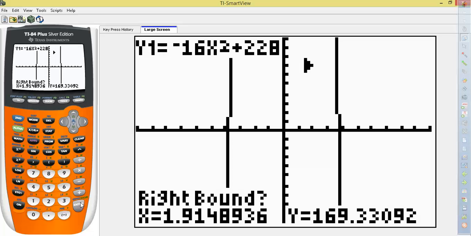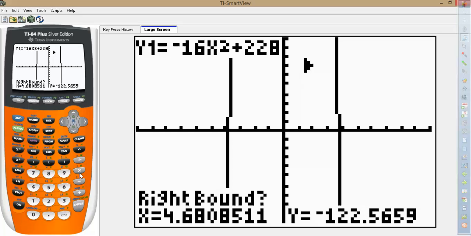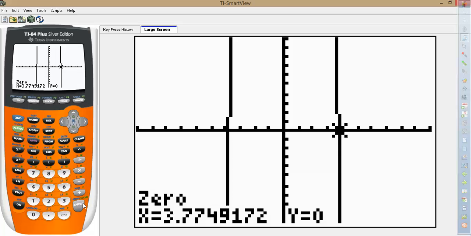Press enter. See an arrow pops up, right bound. Let's go to the right side of where we think that 0 should be. Press enter again, and then there's that 3.77 right there, 3.77 seconds. You can use your graphing calculators to find that value pretty easily. Not too bad, right?